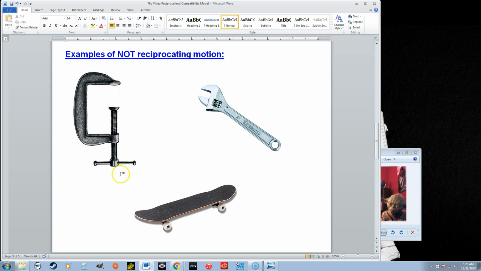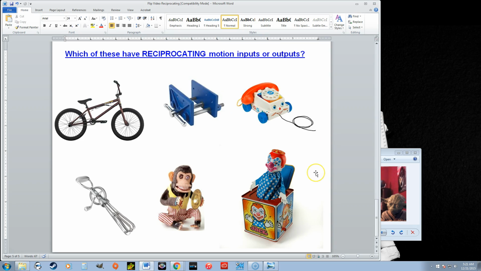Reciprocating means if we spun this one direction, this would go back and forth repeatedly, but it does not. We spin it one direction, it only goes one direction. These skateboard wheels, those only spin. That's rotary motion. They spin in a circle. Now use the force. Determine which of these objects have reciprocating inputs and outputs. Use the force.